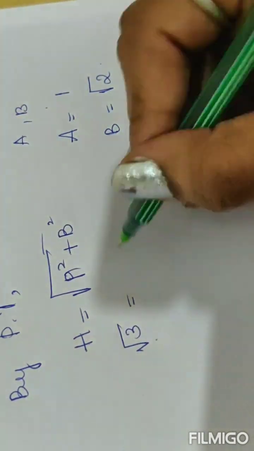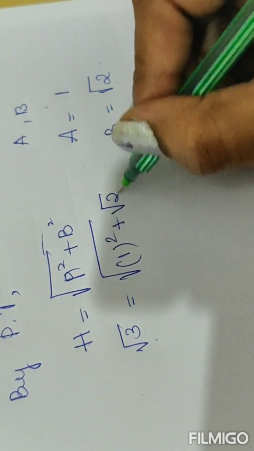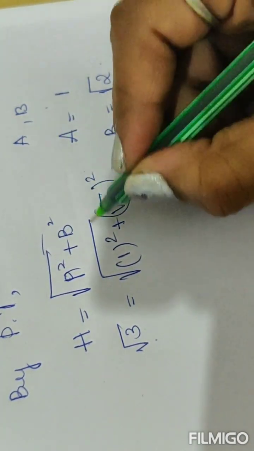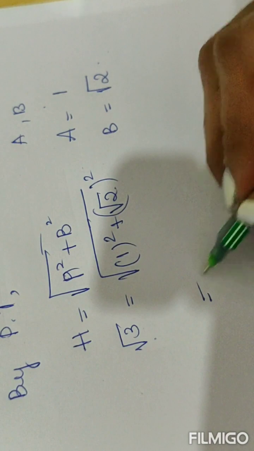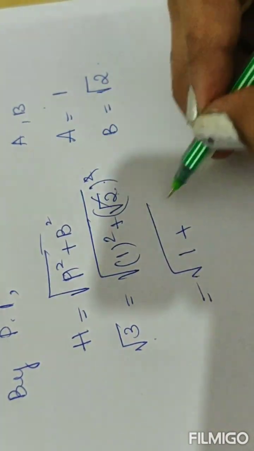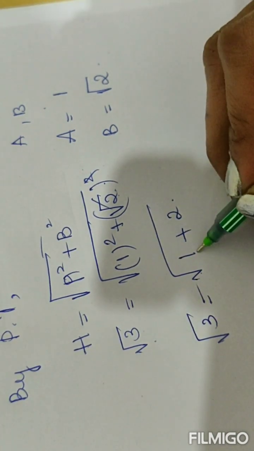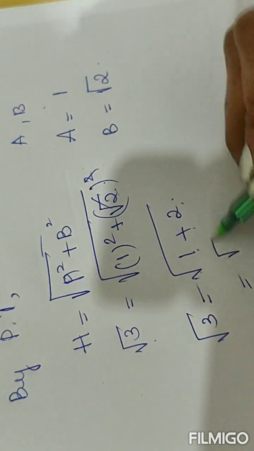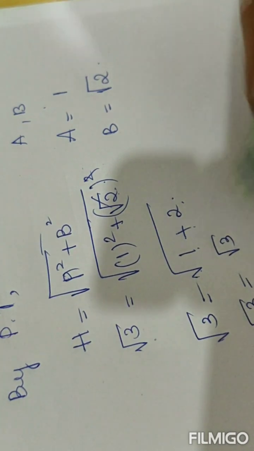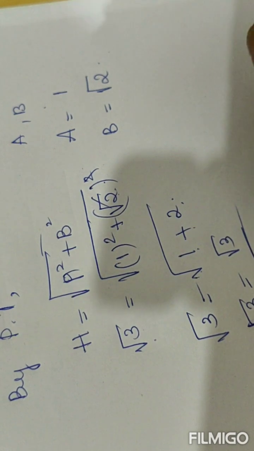Then how are we going to get root 3? So let's substitute and see. If a is 1 square plus b is root 2 square, what happens? 1 square is nothing but 1. Root 2 squared means the square gets cancelled, it will be 2. So 1 plus 2, the answer will be root 3. So we got our h, and LHS is equal to RHS.